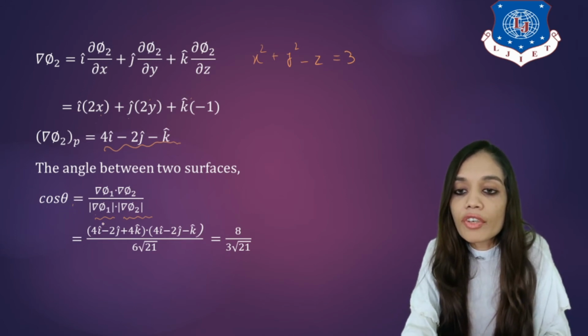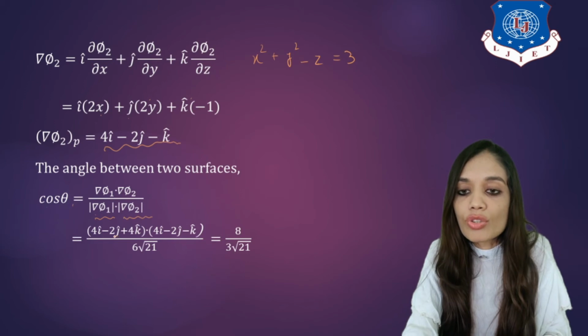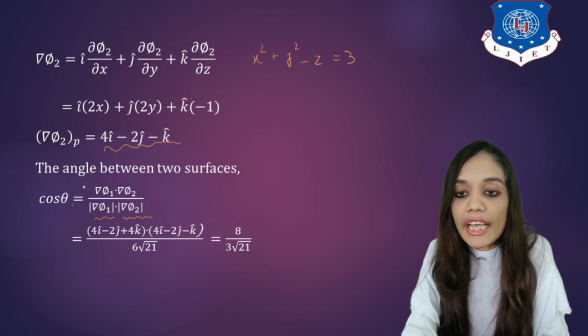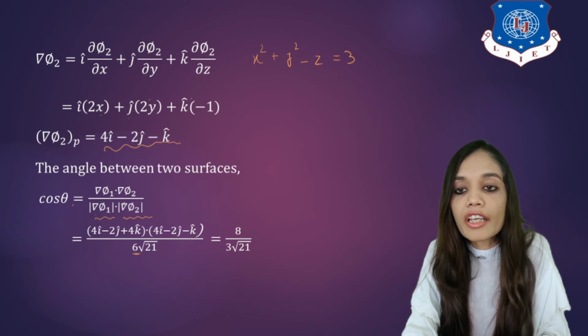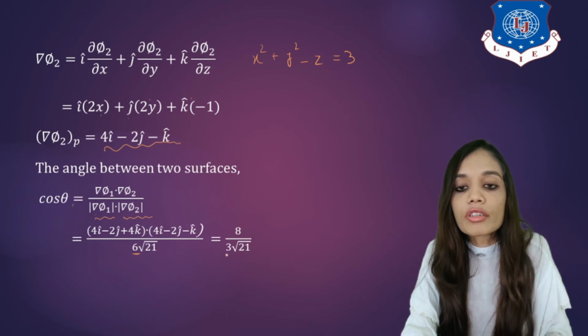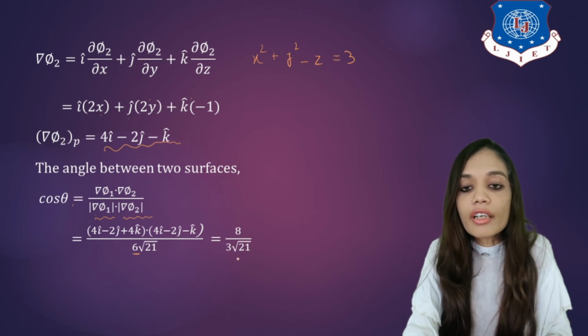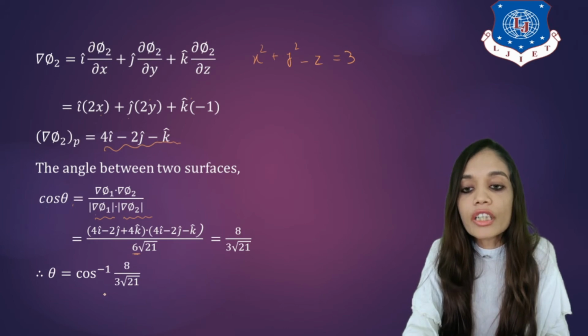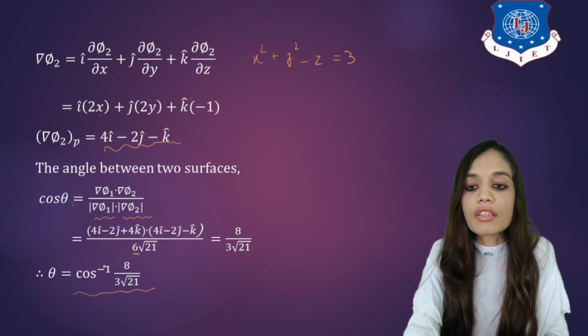So gradient of phi 1 is 4i cap minus 2j cap plus 4k cap, dot product 4i cap minus 2j cap minus k cap, upon length of gradient of phi 1, which will be equal to 6, and length of gradient of phi 2 will be equal to root 21. Finally, do the dot product and your final answer will be 8 upon 3 root 21. So theta will be equal to cos inverse 8 upon 3 root 21. So this is the angle between the two surfaces.